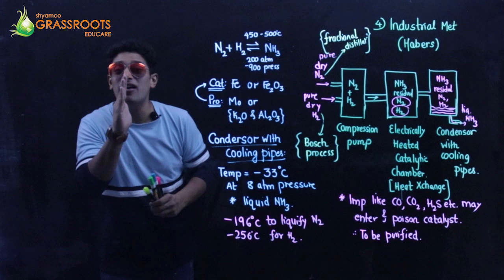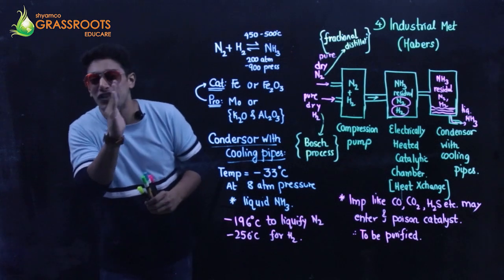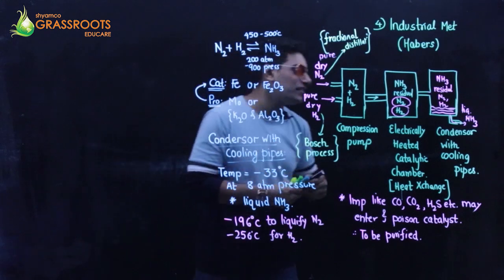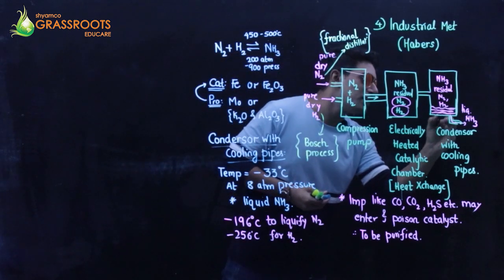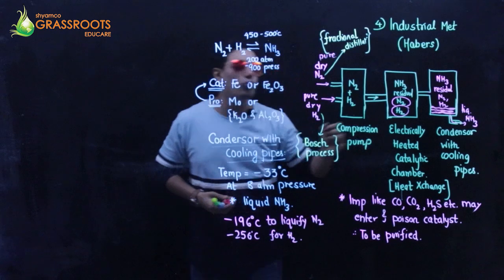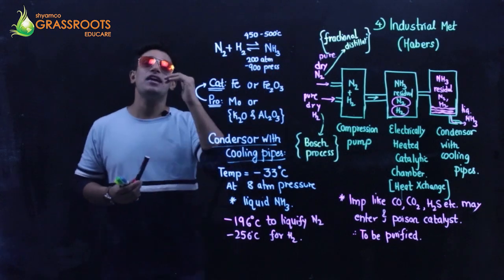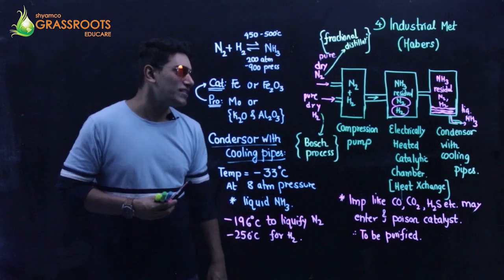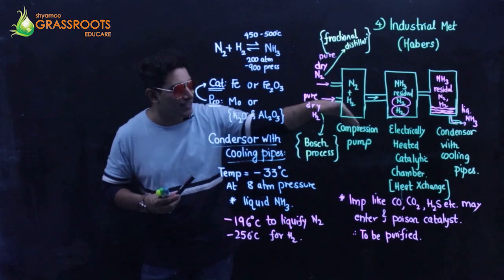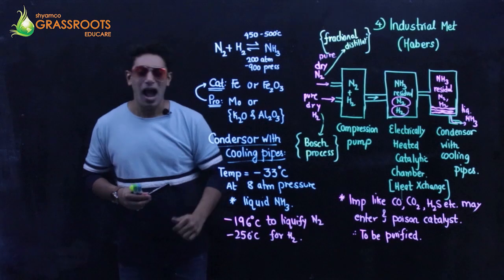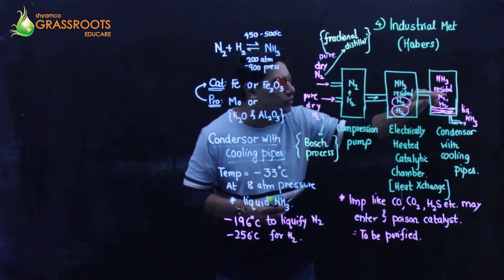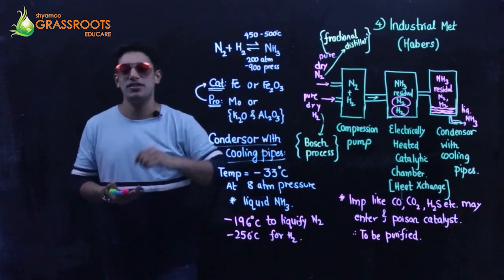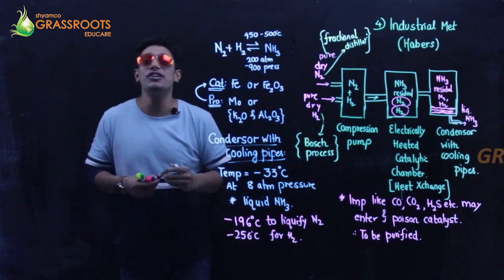So first what I attain while cooling is minus 33 degrees Celsius, so I get the ammonia in liquid form. In which form, guys? In liquid form. Remember one thing: this is called liquid ammonia, which can be collected from the bottom. However, the residual nitrogen and residual hydrogen, which are still in the gaseous state, need to be reused.